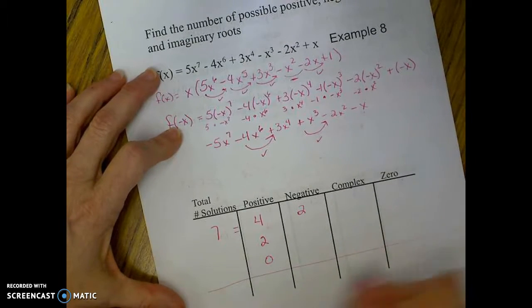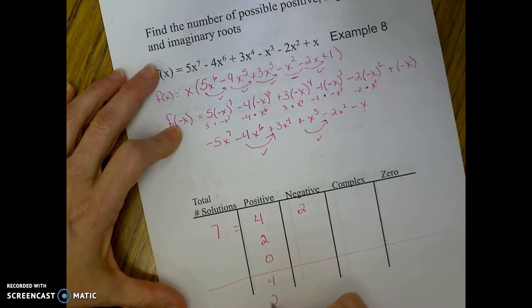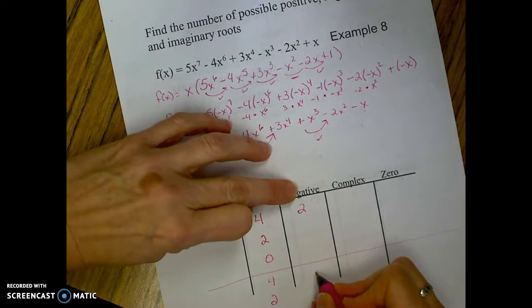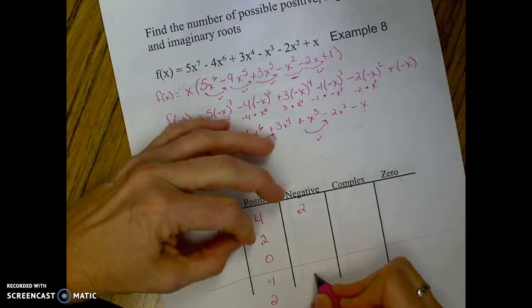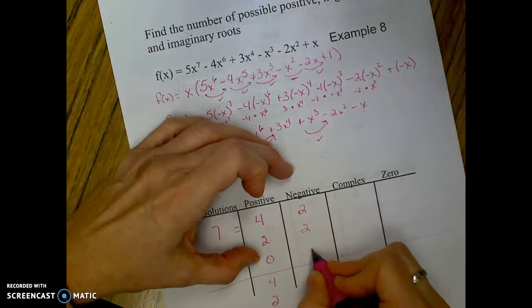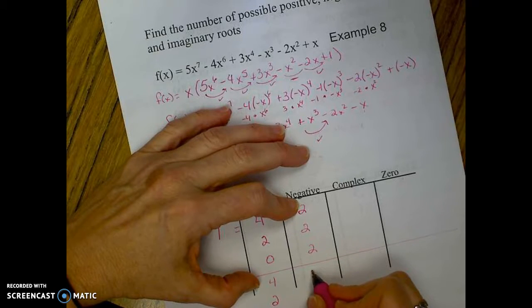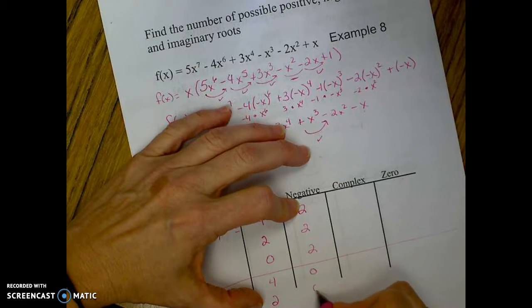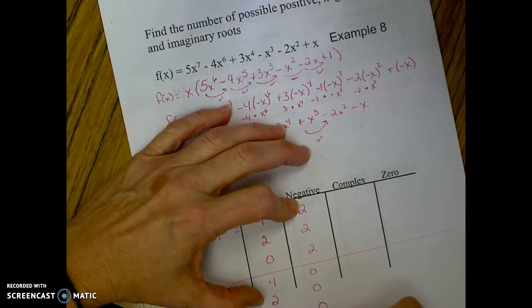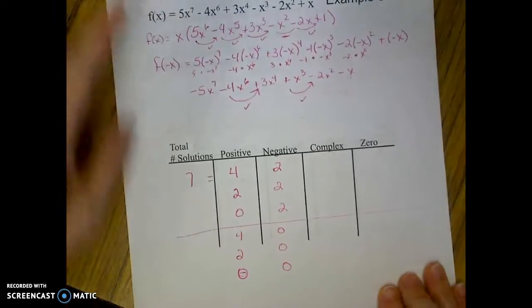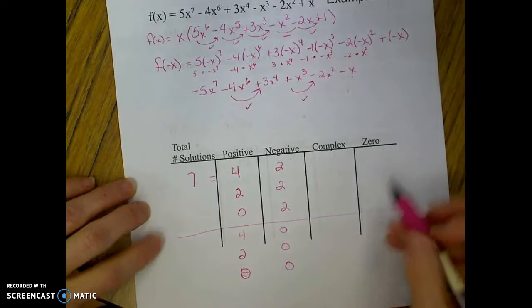Interesting thing, you've got to repeat this, because it could be that you have 4 and 2, and then could be you have 2 and 2 and 0 and 2, but you could have 4 and 0, decrease this by 2. Could have 2 and 0, you could have 0 and 0. So you've got to redo each time.